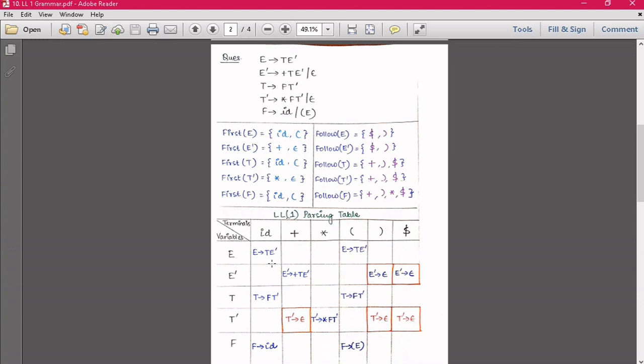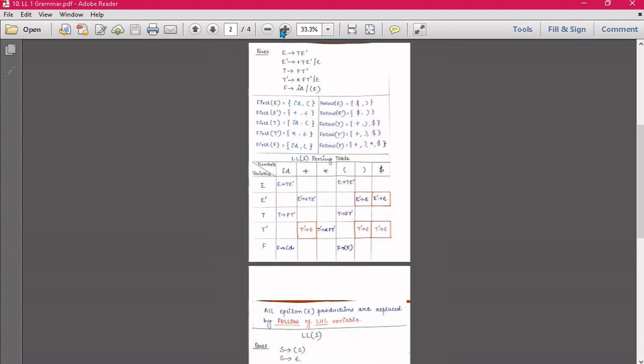Now, in this case, you have to identify whether it is LL1 or not. So if every cell is having only one production, see, every cell is having only one production, in that case, this is LL1. But if there would have been more than one entry, then that would not be an LL1 grammar. Okay.